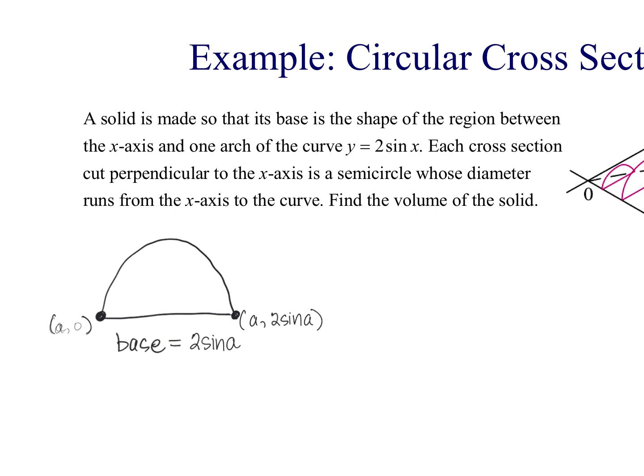But if I want to do area, I need to convert that into radius. So the radius would be half of the value of the base. So the radius would be 1 sine A. And then the area for a full circle would be pi r squared, but for a half circle would be 1/2 pi times the radius I just found, the sine of A, squared. So it's finding the area of any randomized slice along that.